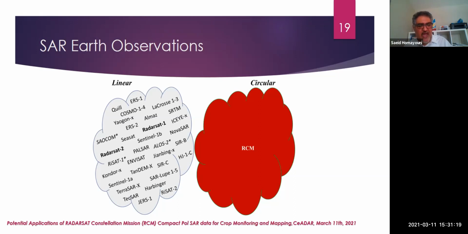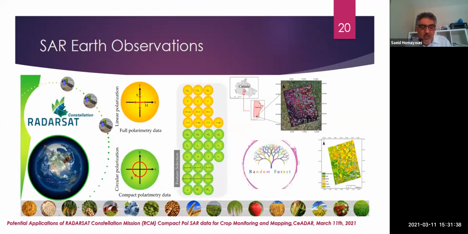So here we have left-hand and right-hand circular polarization, similar to horizontal and vertical polarization. As you can see, it is a unique system so far, and only Canada has developed this kind of system. So here is the whole approach that we developed for this work.